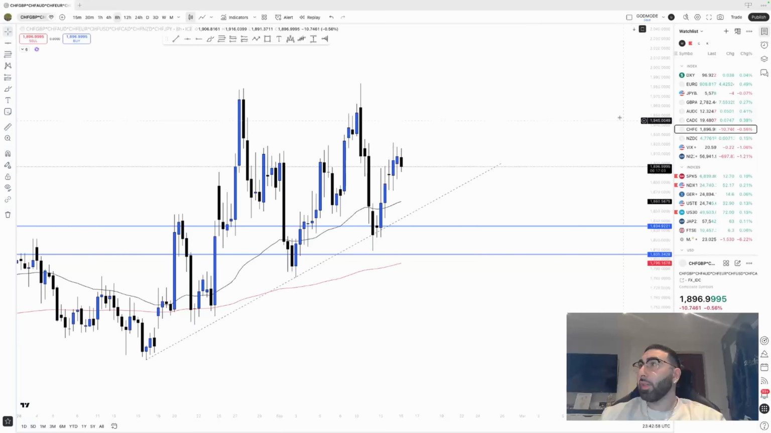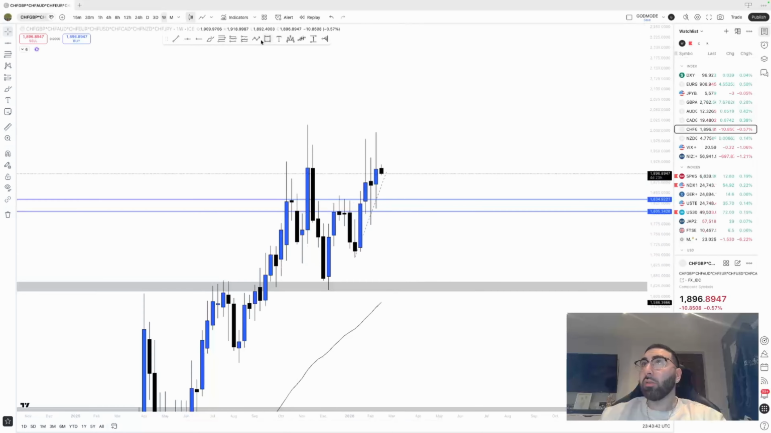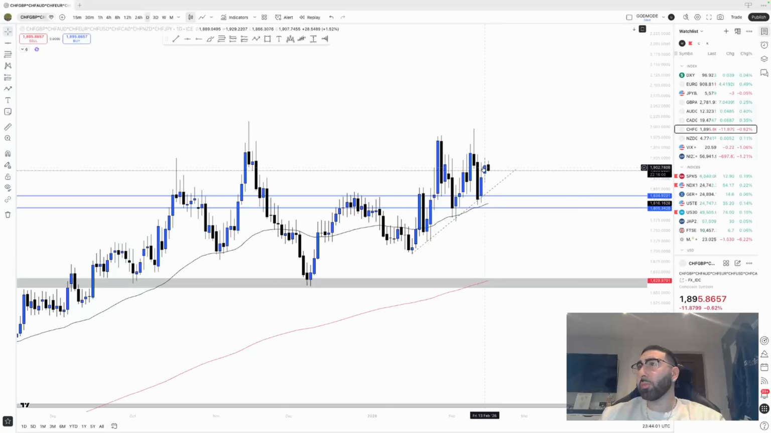Right, moving on to the Swiss franc. I think where we are on the weekly time frame, these are ultimately all-time highs. So anything past this area would be price discovery. I think we're having some sort of a challenge breaking out of this area.